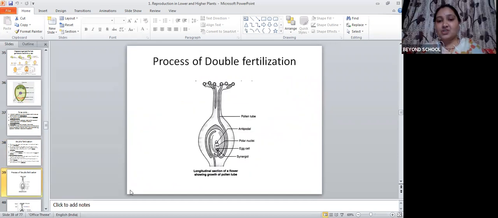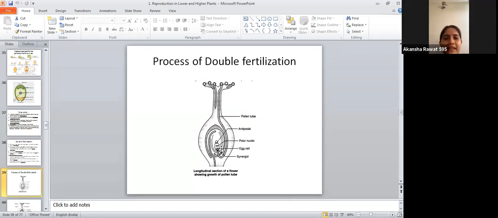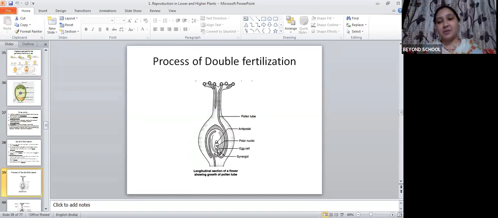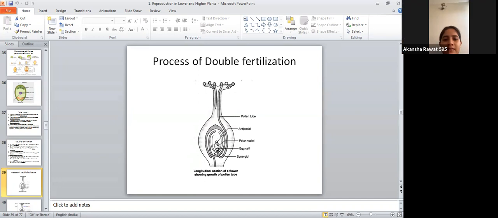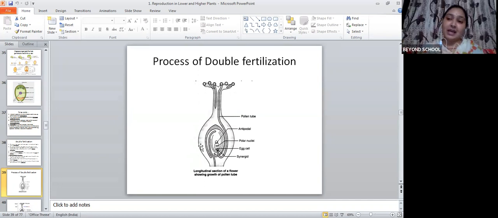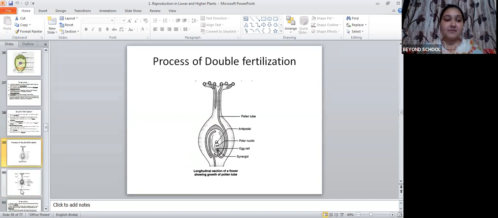Which is the main cell? It is called the embryo sac. All these cells are present in the embryo sac, right? So ultimately, the main aim of the pollen tube is to reach the embryo sac.